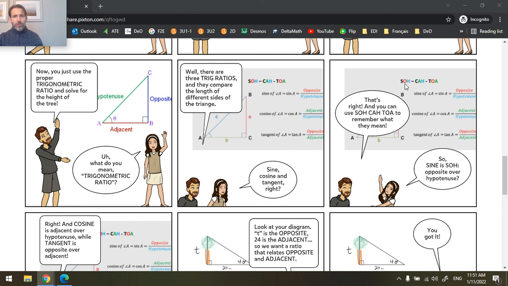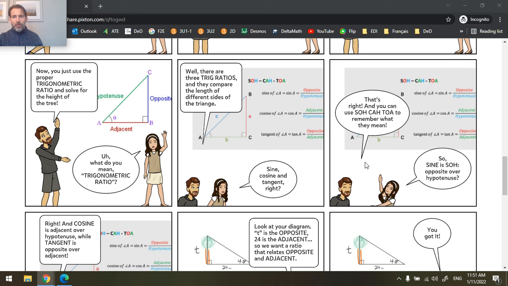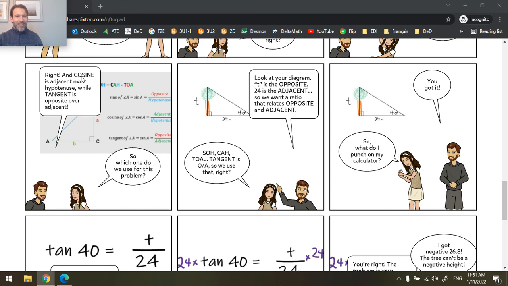So sine is opposite over hypotenuse. That's right. And cosine is adjacent over hypotenuse. We see that here. Cosine is adjacent over hypotenuse, while tangent is opposite over adjacent. So which one do we use for this problem?